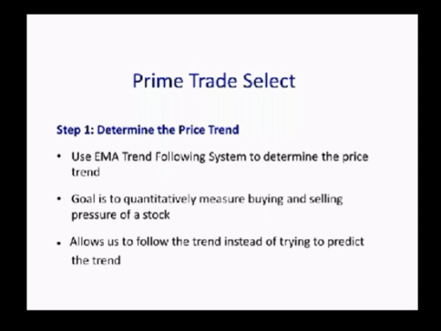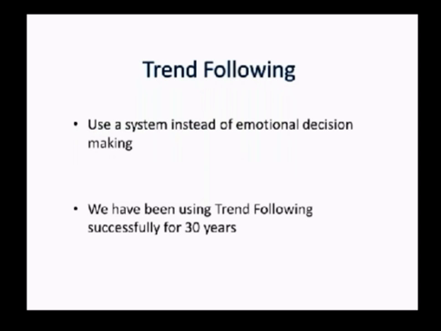So for step 1, we determine the price trend. We use an EMA trend following system to determine the price trend. And the goal of the EMA system is to quantitatively measure the buying and selling pressure of a stock, and it allows us to follow the trend instead of trying to predict the trend. And we like to use a trend following system instead of making emotional decisions.